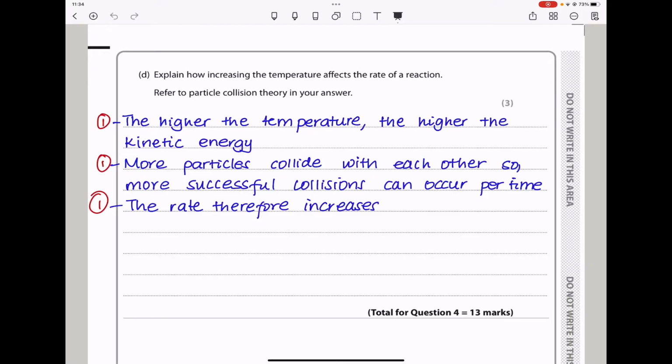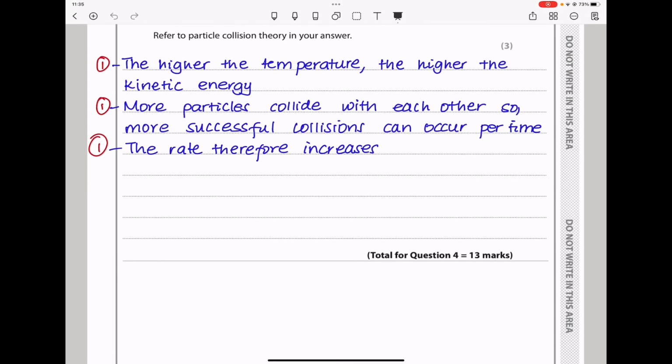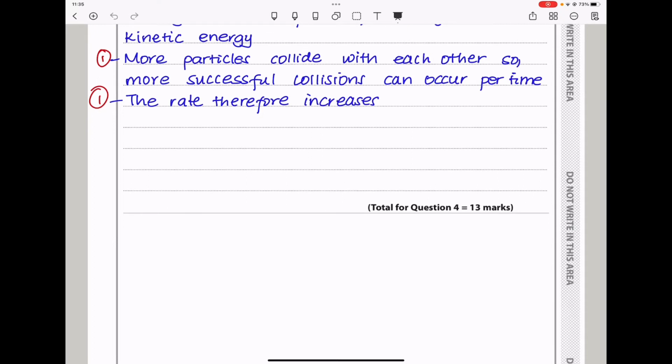So I said the higher the temperature, the higher the kinetic energy, more particles collide with each other, so more successful collisions can occur per time. You have to write per time because this is showing you that the rate is faster. The rate therefore increases. So this brings us to the end of question 4. Let's continue to question 5.